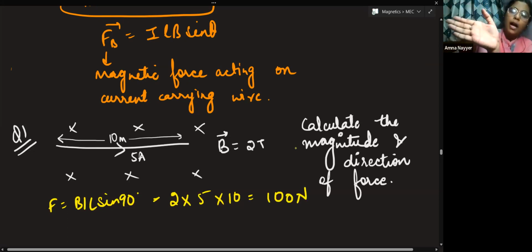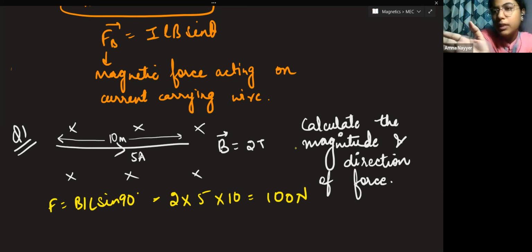Place your fingers towards the flow of current. So this is the flow of current and curl your fingers towards magnetic field. Curling towards magnetic field, thumb gives the direction of the force. So this becomes what? Force is upwards. Upwards, or I can say j cap.